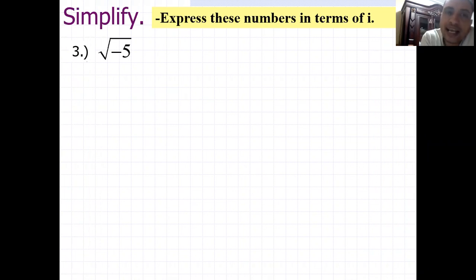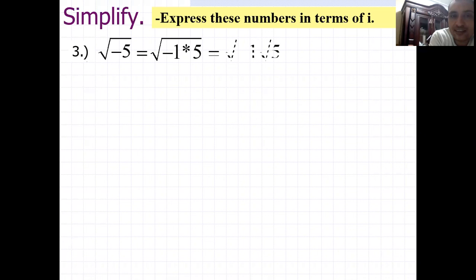Now, let's see the second example of our lesson. If I ask you now to find the value of root negative 5, express this number in terms of i. We know that we can rewrite negative 5 as the product of negative 1 and 5. So it will be root of negative 1 times root 5. We know that root of negative 1 is considered as the imaginary number i, and root 5 as it is. So the answer is i root 5.